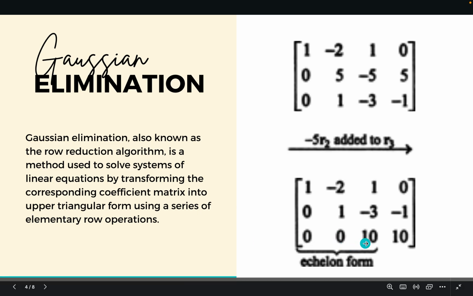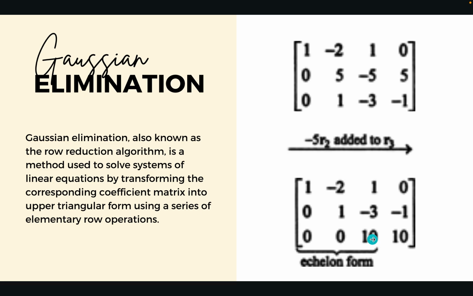it makes it easier to solve our equation using back substitution. For example, this could be solved as 10z is equal to 10. So we get the value of z, and we put this here in y minus 3z is equal to negative 1, and that makes it easier to solve.